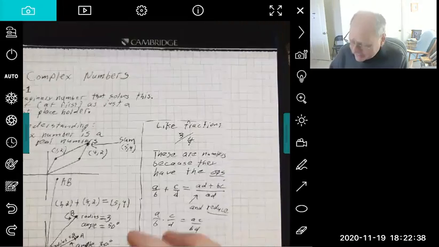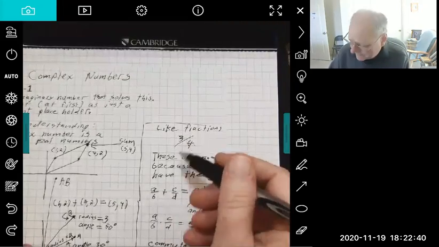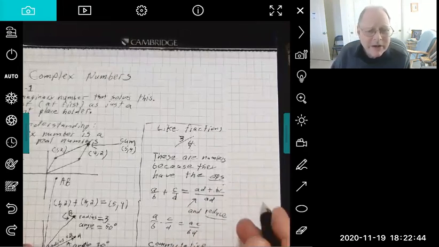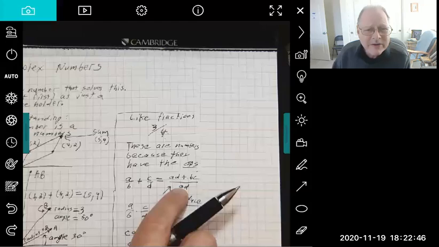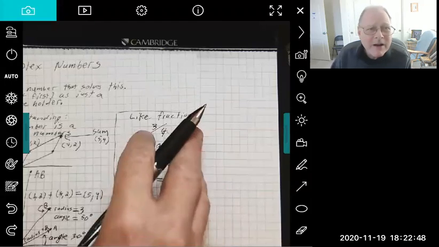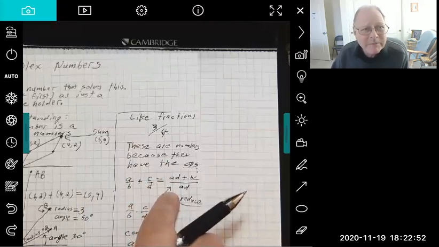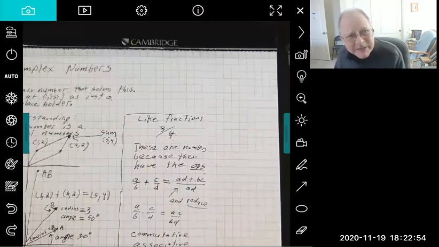Now, like the fractions over here, they never would have caught on. You know, these rules seem kind of arbitrary. It's kind of complicated the way you add fractions. They wouldn't have caught on except that it's useful. It's made that way because it works like pizza. You can share pizza.